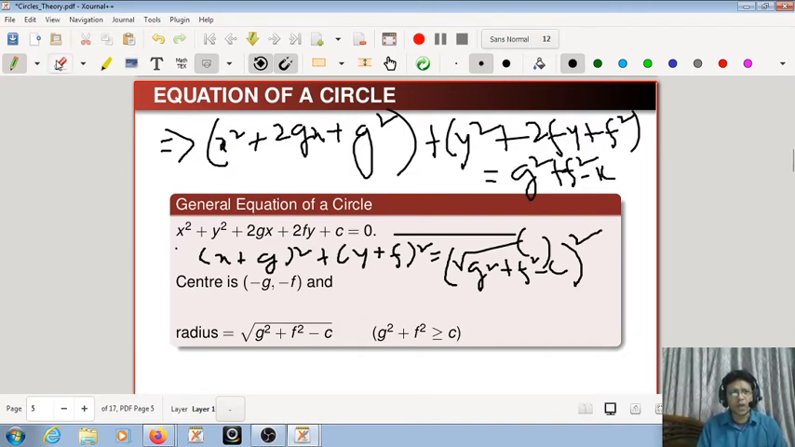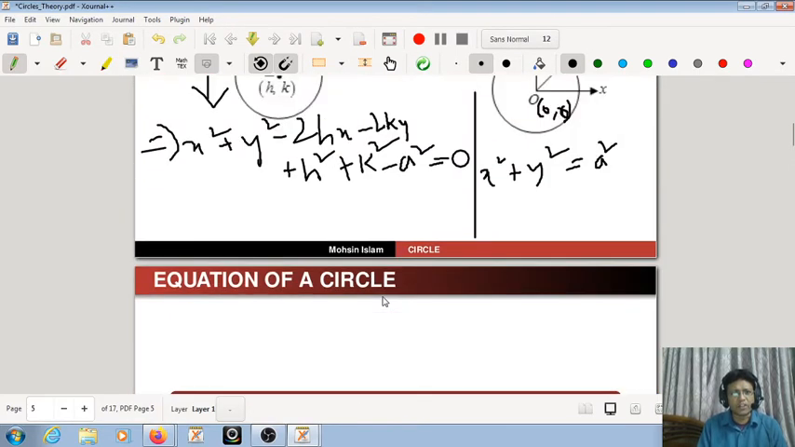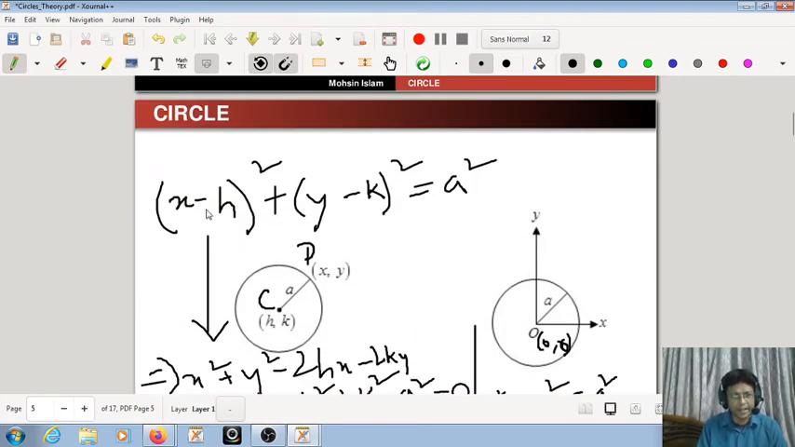So this gives you the equation of the circle. This is in the form of the circle actually. Because you look at that, the first equation of the circle is given by (x minus h) squared plus (y minus k) squared equals a squared.